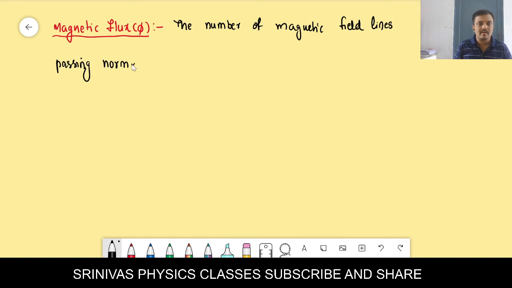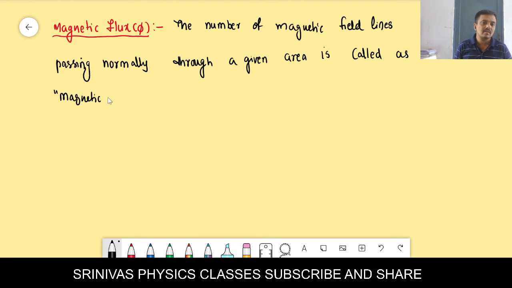The magnetic flux means the number of magnetic field lines passing normally through a given area is called magnetic flux. Clear? This is the definition of the magnetic flux.